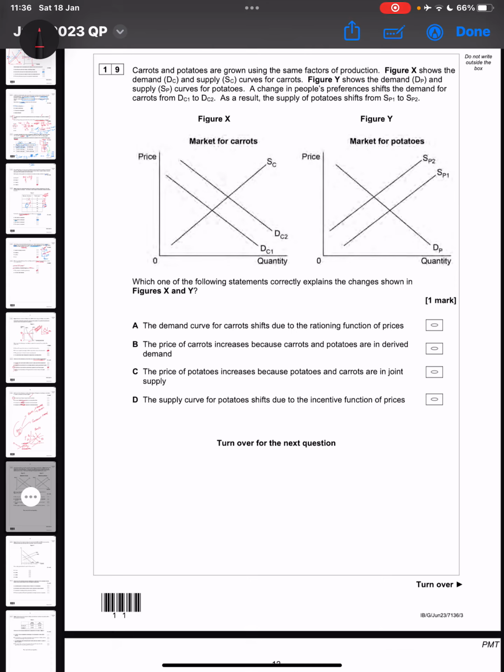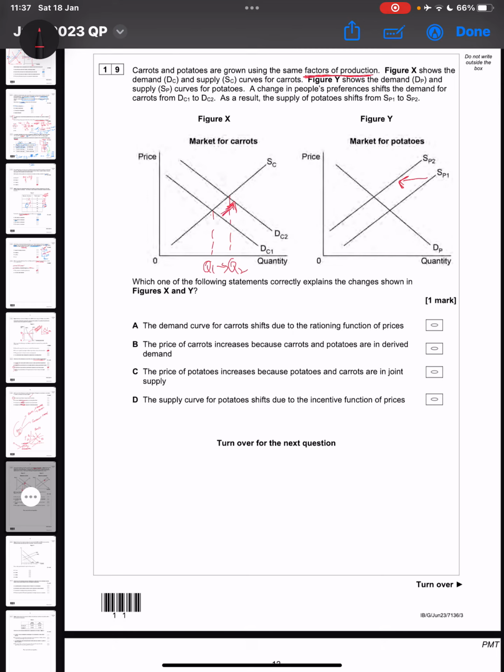Carrots and potatoes are grown using the same factors of production. Right, that means that they're kind of like substitutes in the supply. If you produce carrots, you can't produce potatoes with the same land, that kind of thing. All right, what do we have? So we have market for carrots is more carrots are being demanded and more carrots are therefore being supplied. That means you've used our valuable land that you can't use for potatoes. So that would explain why the supply of potatoes is shifting left as less land for the potatoes, because people are busy producing carrots.